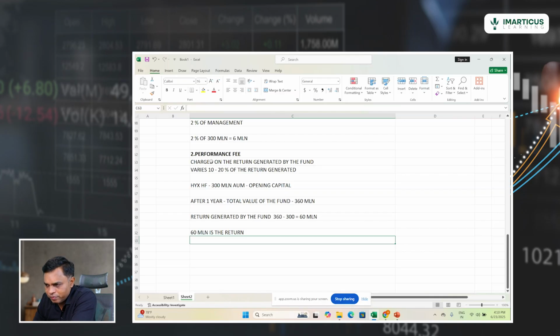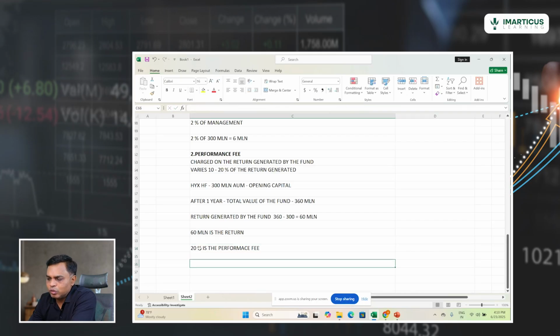Now, the performance fees is applied on this 60 million. Let's say 20% is the performance fees. So 20% of 60 million, that is 12 million, is the performance fees which is charged by the hedge fund.